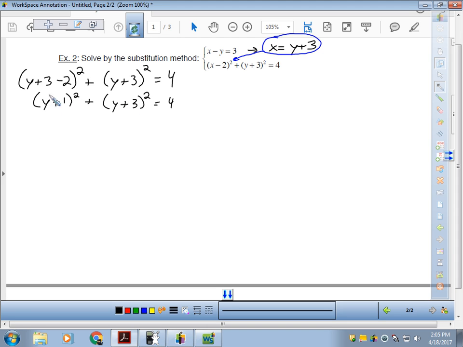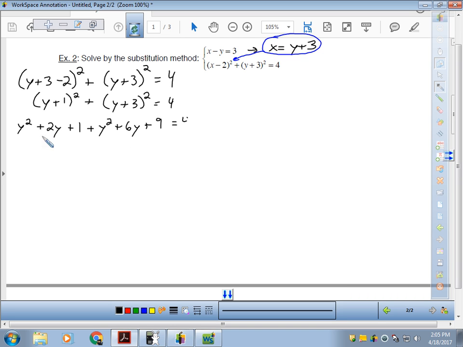Then we actually need to square these out. Please remember that y plus 1 squared means we have y plus 1 times y plus 1. So when we multiply it out, we'll get y squared plus 2y plus 1. On the right of this part, y plus 3 squared is y plus 3 times y plus 3. So that'll give us y squared plus 6y plus 9, and that equals 4.